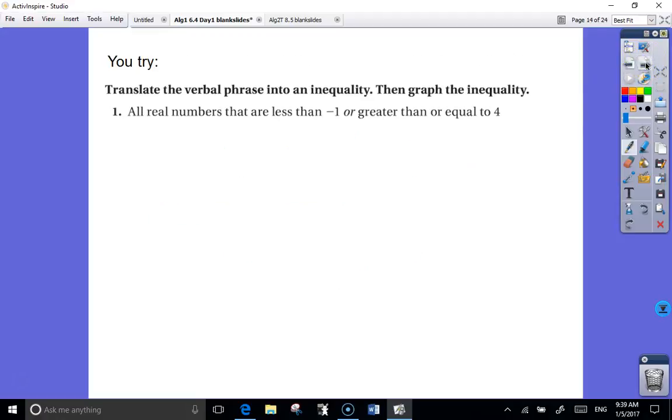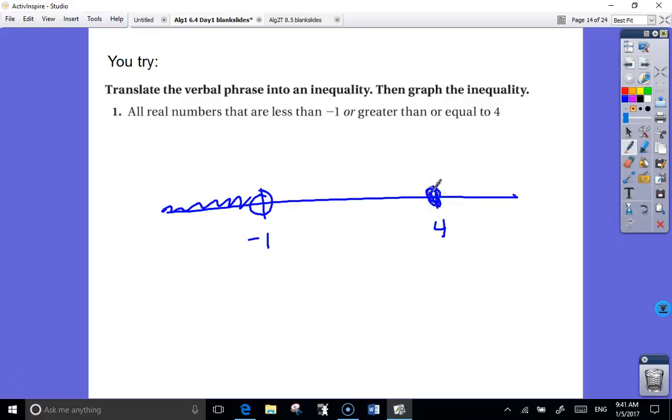So try to do that one. You're going to graph two different inequalities on the same number line. All real numbers that are less than -1 or greater than or equal to 4. So we've got -1 and we've got 4. Right? If x is less than -1, open circle, shade to the left.